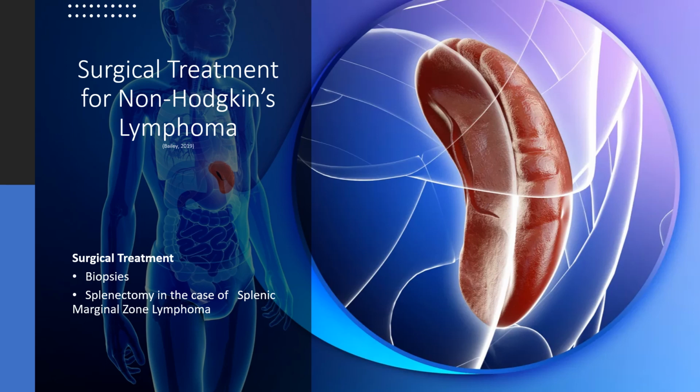Surgical treatments are not very common for NHL. However, surgical procedures like biopsies are valuable for the purpose of testing for non-Hodgkin's lymphoma and figuring out the type and stage of non-Hodgkin's lymphoma that a patient may be exhibiting. There is a rare type of NHL called splenic marginal zone lymphoma. In this case, surgery can be performed to remove the spleen as a treatment option.